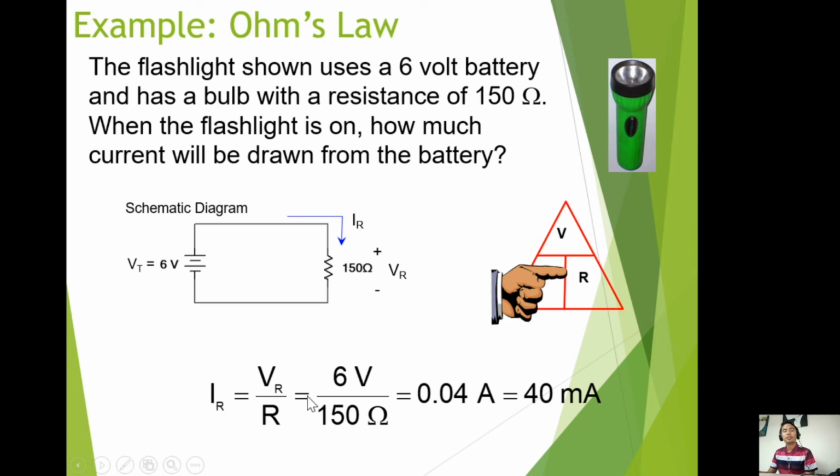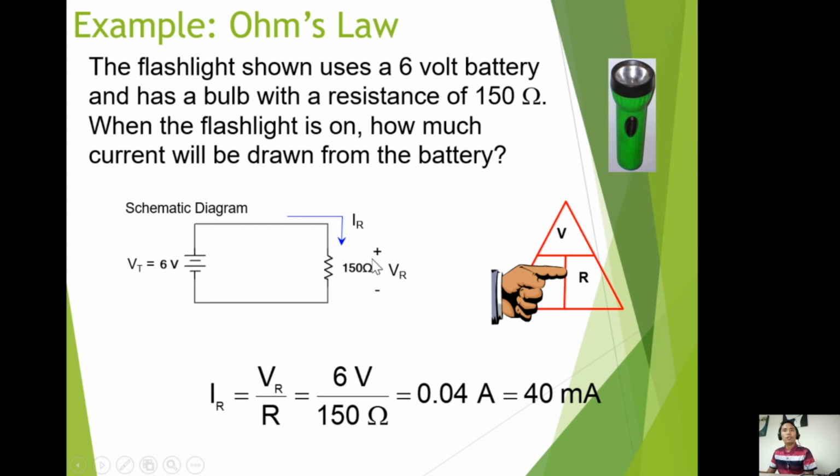Therefore, substitute: IR is equal to VR over R, since VR is equal to VT, which is equal to 6 volts. So 6 volts divided by 150 ohms. Therefore, this bulb consumes or draws a current of 40 milliamperes, or 0.04 amperes, or 40 milliamps. A lot of problems we can solve, no? Wherever the unknown is, we can solve it.